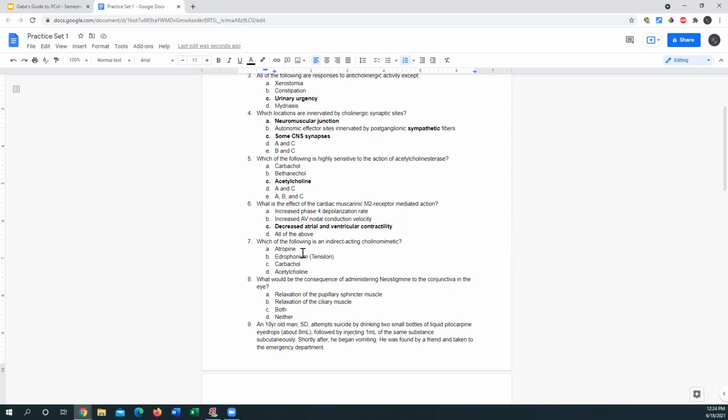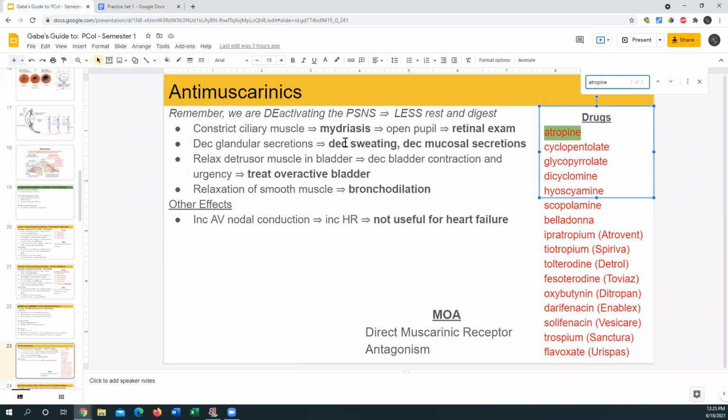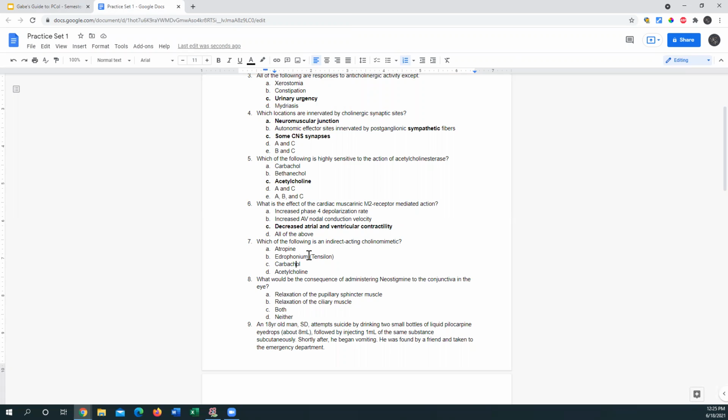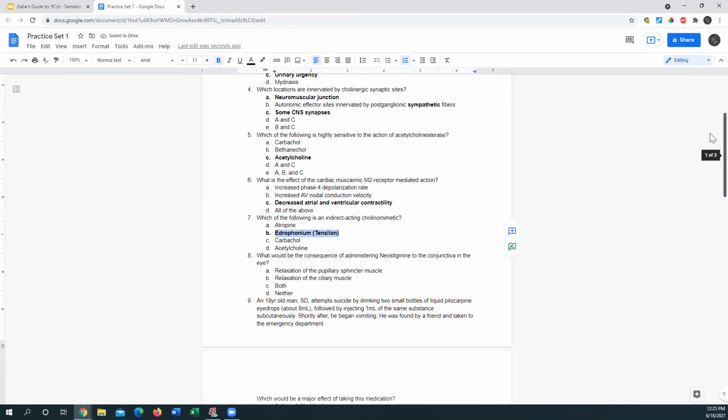Which of the following is an indirect acting cholinomimetic? Well, we know that indirect acting means that we're not acting directly on the receptor. And so we just learned, again, that carbachol is a muscarinic agonist. So that means it acts on the muscarinic receptor directly. So it can't be carbachol. Can't be acetylcholine, because we know acetylcholine is the natural ligand, right? That's the one that's acting on the muscarinic receptor anyways. Atropine is an antimuscarinic. So again, it's acting directly on the muscarinic receptor. It's just having the opposite effect. And so the answer here is edrophonium, that is an acetylcholinesterase inhibitor.